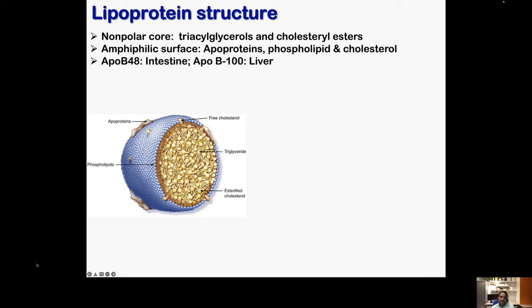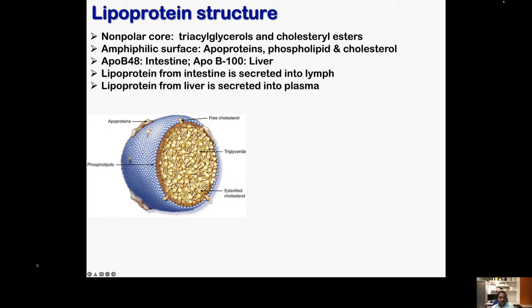There are different types of apoproteins here, and different apoproteins are produced in different body parts. For example, some are produced in the intestine, such as ApoB48, but ApoB100, another important one, is produced in the liver. Lipoprotein from the intestine is secreted into lymph, which we'll talk about in detail in a minute, and lipoprotein from the liver is secreted into plasma. The apoproteins E, C2 and C3 may also come from HDL during the recycling of the HDL.